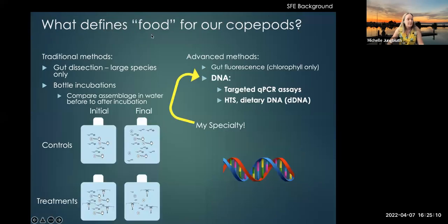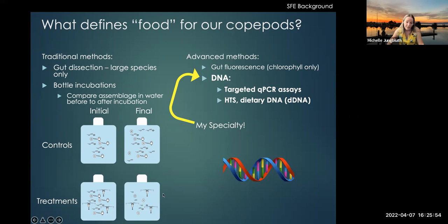So something that we've been pursuing the last few years is trying to define what really defines food for our copepods. Traditionally, the methods usually involve either gut dissection, which can only be done for larger species, and for larval fishes it's even tricky, but for copepods, you can't really do that. For most zooplankton and copepods, you have to do bottle incubations if you're going to do it traditionally. And that requires comparing assemblages in water before and after incubation, using control bottles with no predators to look at natural rates of growth versus the treatments that contain predators, and look at what's removed.